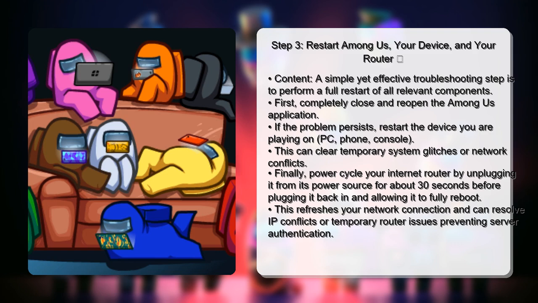Finally, power cycle your internet router by unplugging it from its power source for about 30 seconds before plugging it back in and allowing it to fully reboot. This refreshes your network connection and can resolve IP conflicts or temporary router issues preventing server authentication.